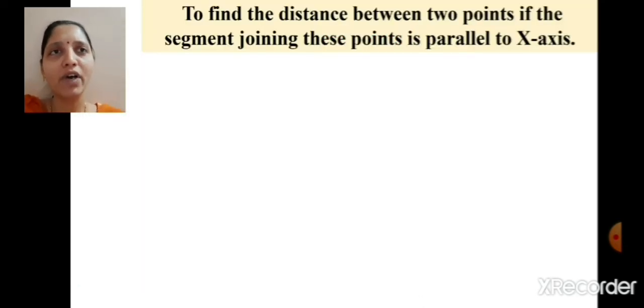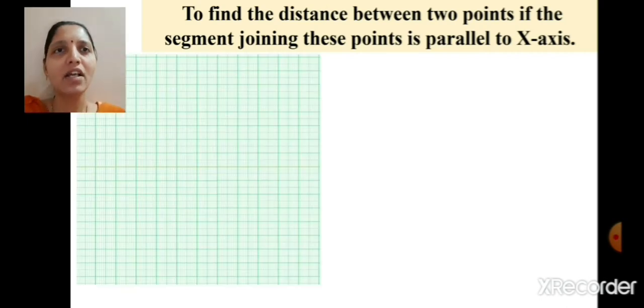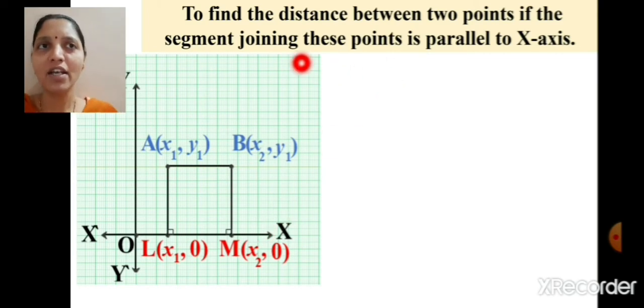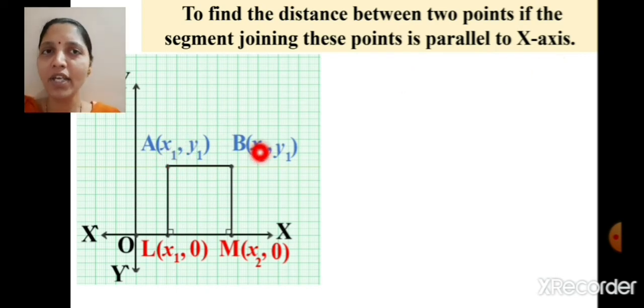Now let's see how to find the distance between 2 points if the segment joining these points is parallel to the x-axis. First we have to draw the x-axis and y-axis. Now we consider 2 points, point A and point B, and we join these 2 points. Here we get one segment. This segment is parallel to the x-axis. So the segment joining these points is parallel to the x-axis, and segment AB is parallel to the x-axis. So we have to find the distance between these 2 points.